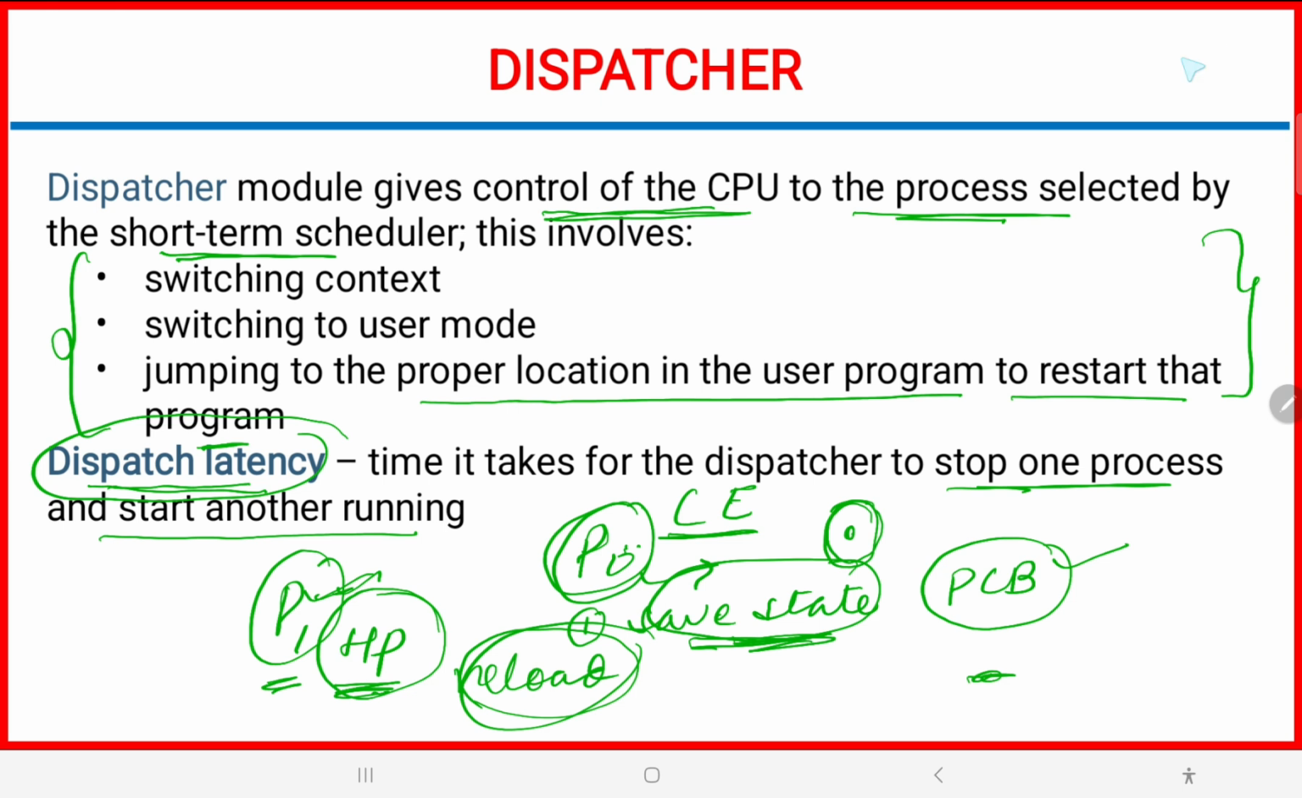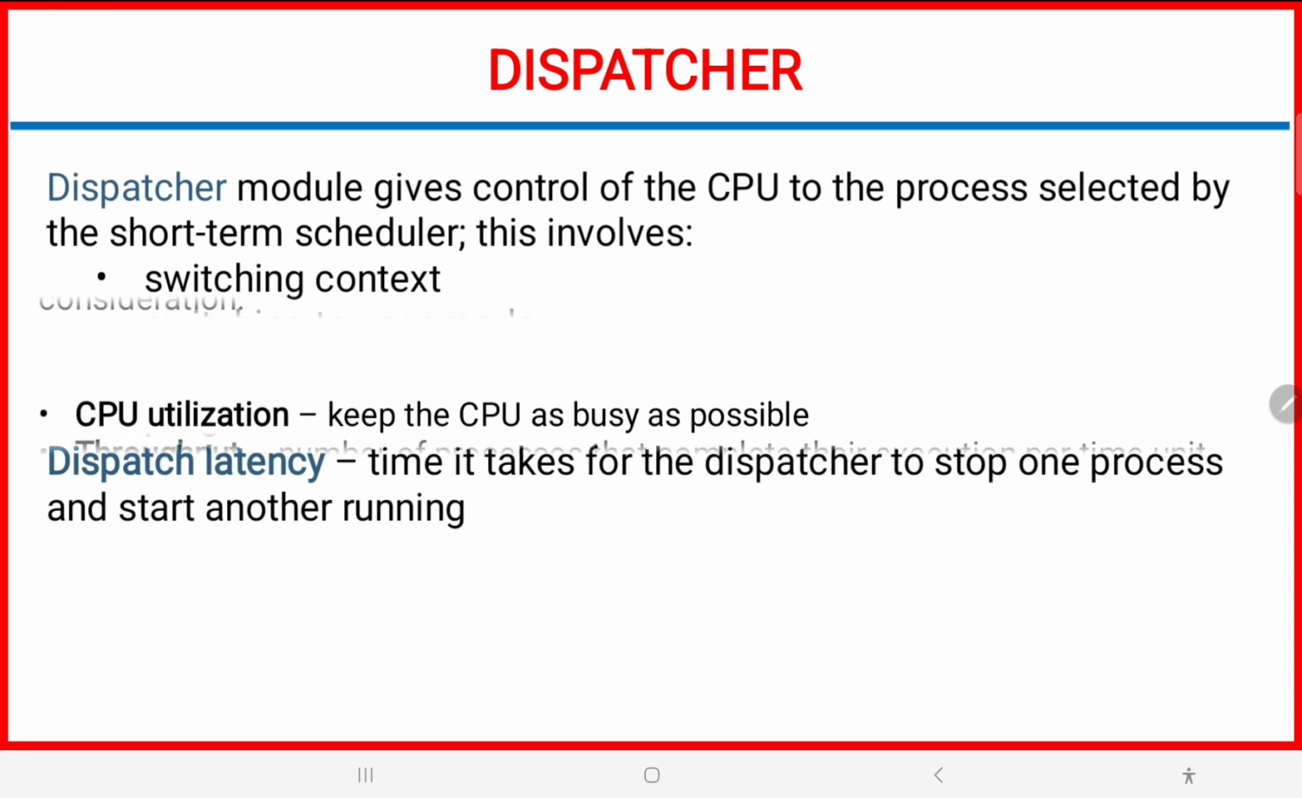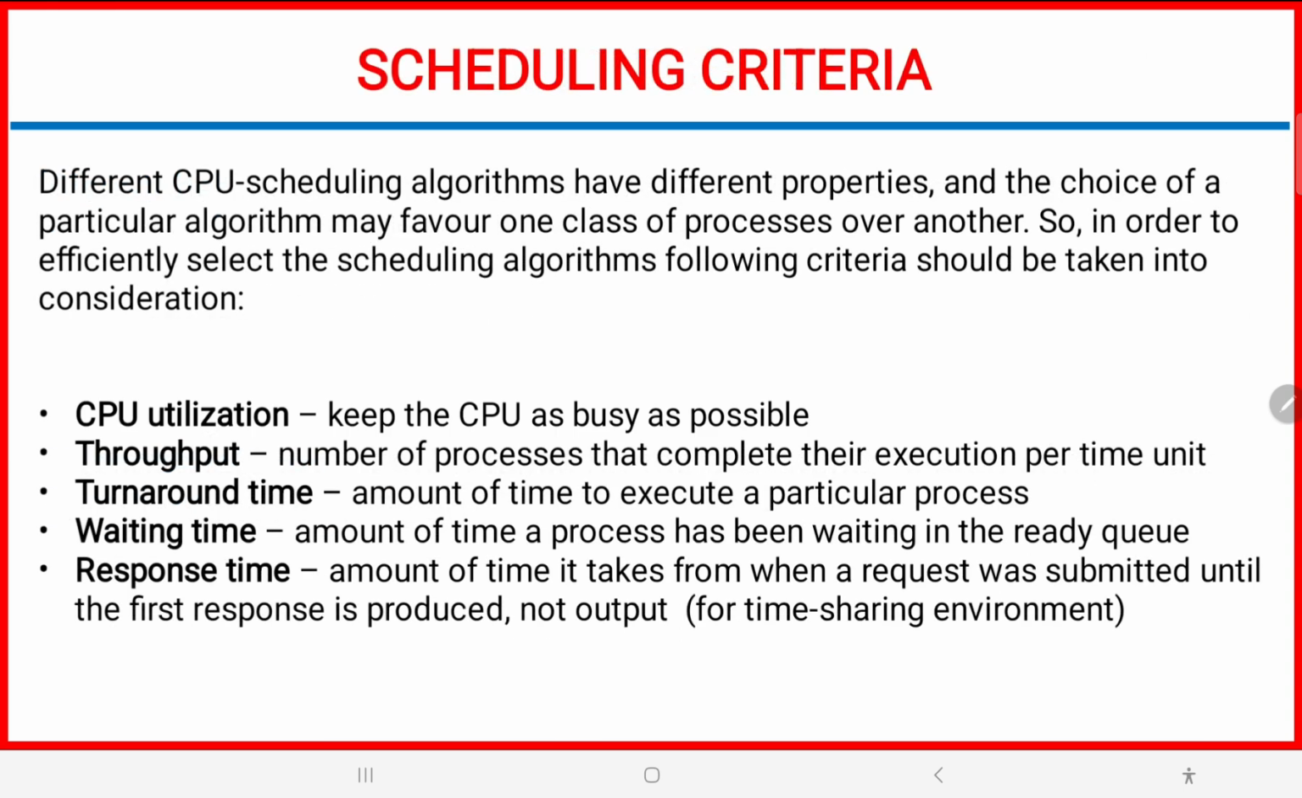So now let's discuss the scheduling criteria. I have told you earlier that we have a variety of scheduling algorithms, and these algorithms have different properties. The choice regarding which algorithm should be used is not such that every algorithm favors every category of processes. A choice of a particular algorithm may favor one class of processes over the other. So there are certain criteria which are taken into consideration when we are selecting a particular CPU scheduling algorithm.